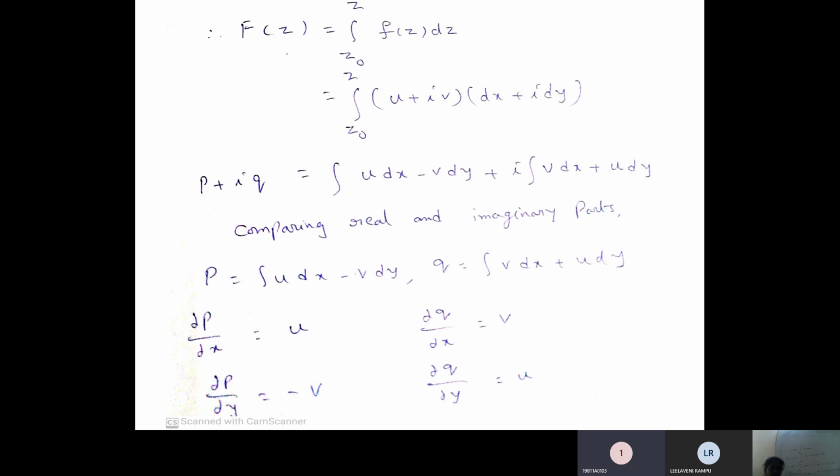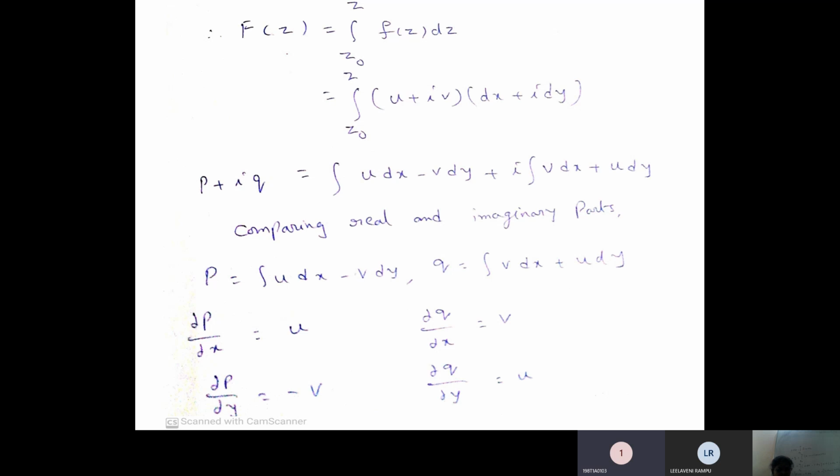So p equals integral of u dx minus v dy, and q equals v dx plus u dy. So this is P and Q. Now look at the PPT. There is a small mistake: the integral symbol was missing. P equals the integral of u dx minus v dy, and Q equals the integral of v dx plus u dy.